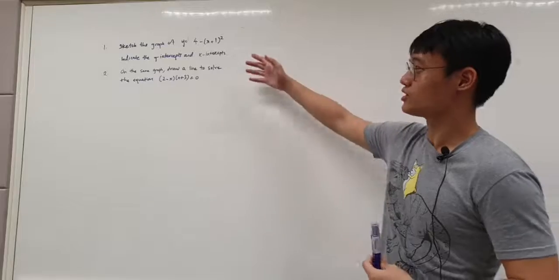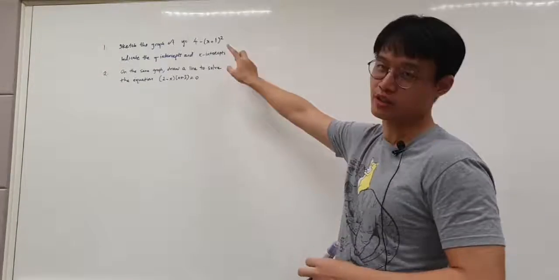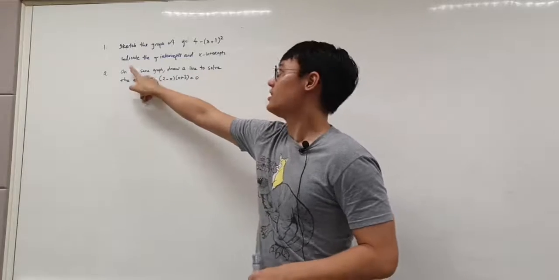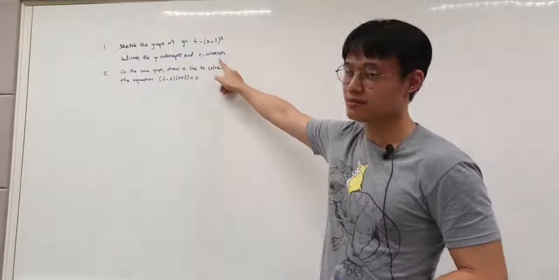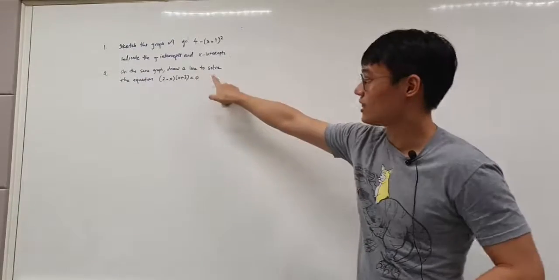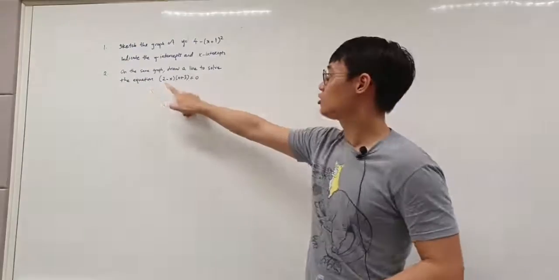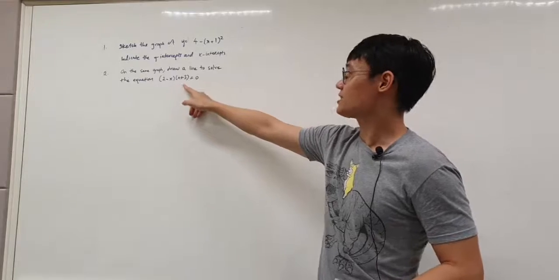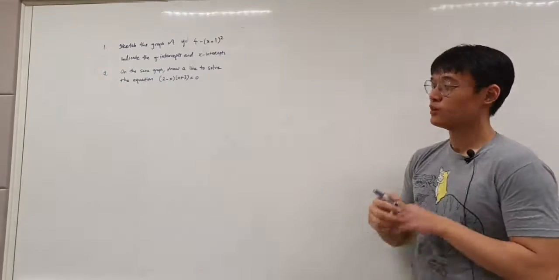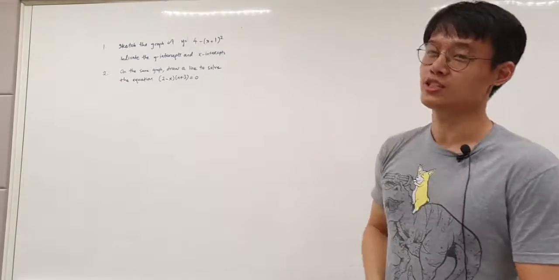So we have one question over here: sketch the graph of y equals 4 minus (x plus 1) squared. The question says, indicate the y-intercepts and x-intercepts in your sketch. For the second question, on the same graph, draw a line to solve the equation (2 minus x)(x plus 3) equals 0. Okay, so I'll give you a few minutes to do this question.